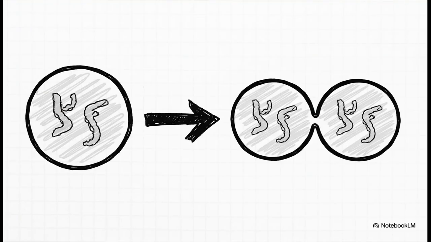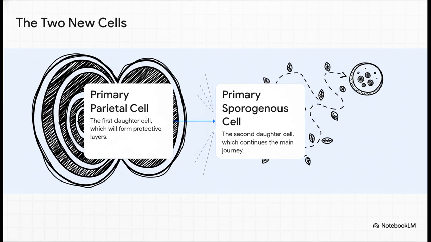The archisporial cell divides using mitosis. Now, if you remember your biology class, mitosis is basically the cellular copy machine. It makes a perfect, genetically identical copy of itself. And this division gives us two new cells. The first is the primary parietal cell. Think of this one as the construction worker. Its job is to go on and form protective layers. But the second one, that's our new protagonist, the primary sporogenous cell. And this is the one we're going to follow.